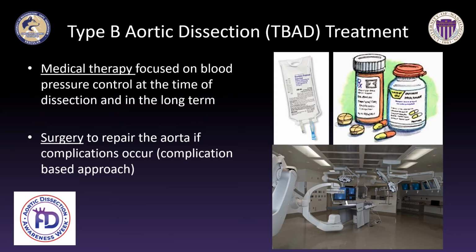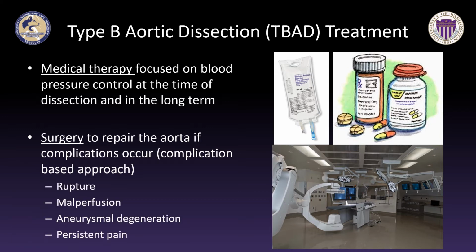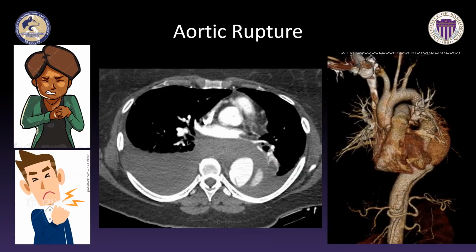Now we'll switch to management. Management principles revolve around two concepts: medical therapy, which everybody gets, and surgery. Medical therapy is focused on blood pressure control at the time of dissection and in the long-term follow-up. Surgery is indicated based on complications. These complications involve rupture, malperfusion, aneurysmal degeneration, or persistent pain, and I will go through all of these.